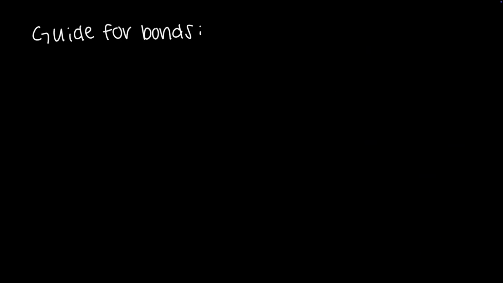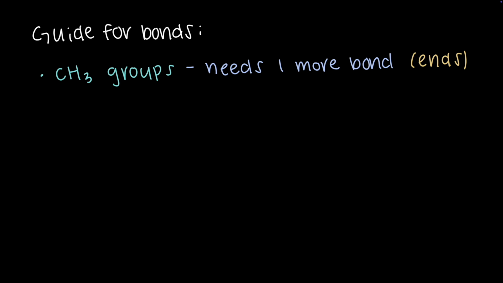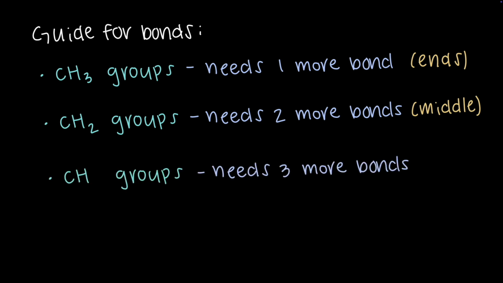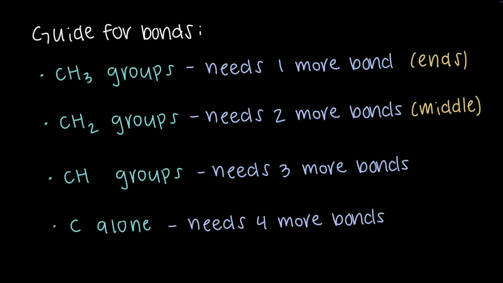Here's a quick guide. CH3 groups need one more bond, so they usually appear on the ends. CH2 groups need two bonds, so they're most likely in the middle. CH groups need three more bonds to carbons or other groups in parentheses connected. A carbon atom itself must always have four bonds.